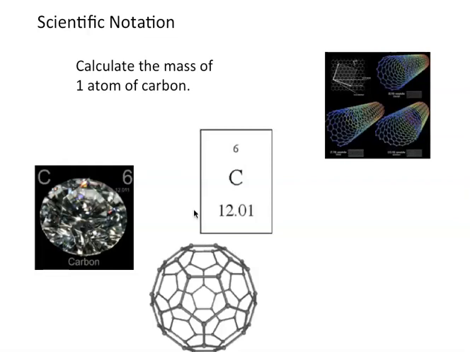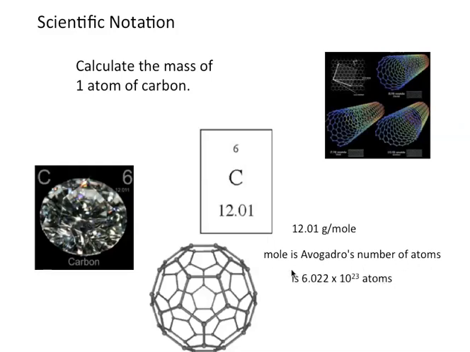And this is a molecule of Buckminster fullerene. It's carbon. It's just, carbon can often be found in this really neat molecule. And it's a soccer ball, which is pretty neat. And so the atomic mass of carbon is 12.01 grams per mole, and a mole is Avogadro's number of atoms, which is 6.022 times 10 to the 23 atoms.